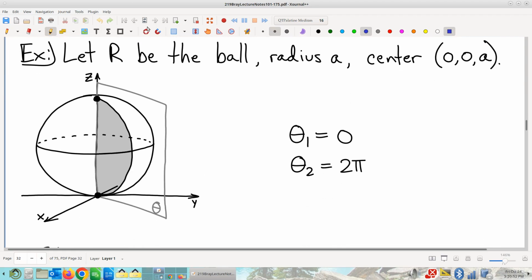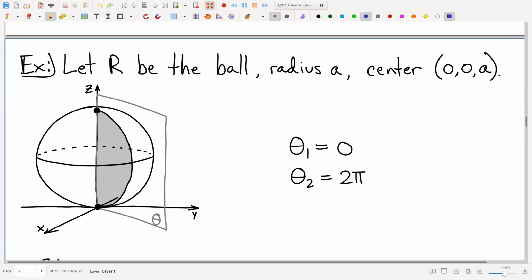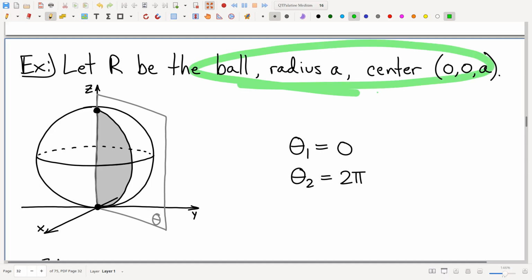It's, by the way, very analogous to what we've already done for cylindrical coordinates and for polar coordinates. Okay, so here's our first example. We're going to look at this domain. It's the ball of radius A centered here at A on the z-axis. So this is not centered at the origin. It's sitting on top of the origin, if you will, in the xy plane.